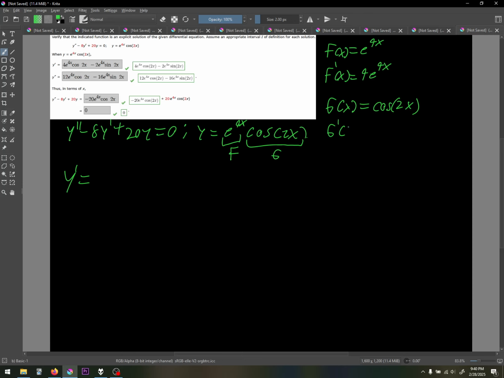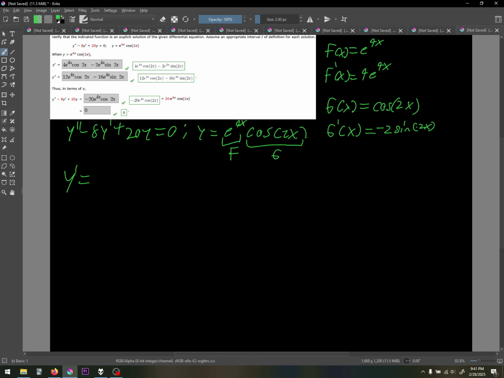g prime of x is equal to, well, let's just call this f and this g, but instead of all of that nonsense, cosine. What's cosine equal? Is that negative sine? It is. So we're just going to bring this 2 out, so it's going to be negative 2 sine of 2x. But we're going to keep the 2 in, product rule and all that.